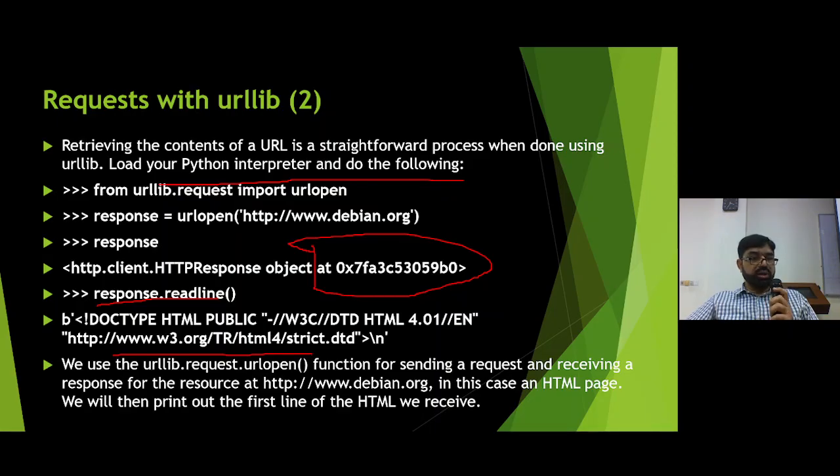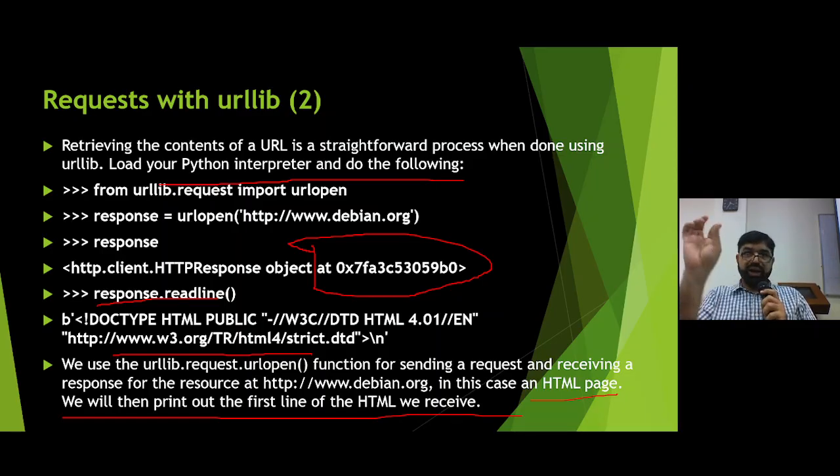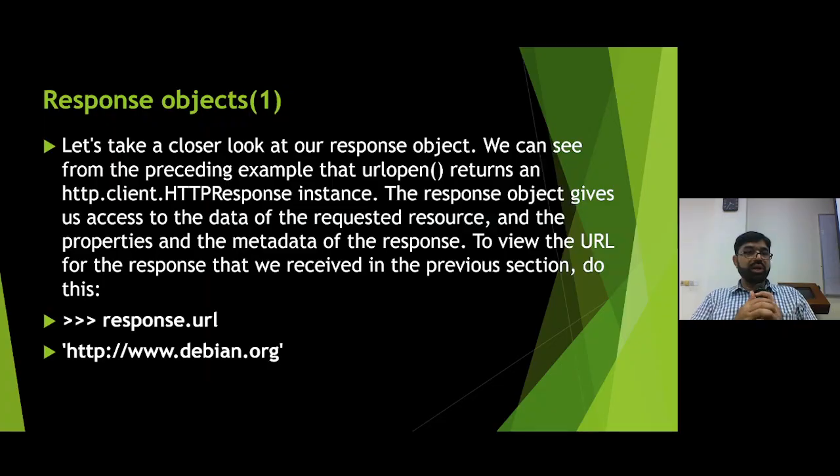So we use the urllib.request.urlopen function to send the request and receive the response from debian.org. This is in the case of an HTML page, and we will print out the first line of HTML. So what we did, response.readline is the first line in the response. In the brackets, if you write some number, you will get different lines in the response.